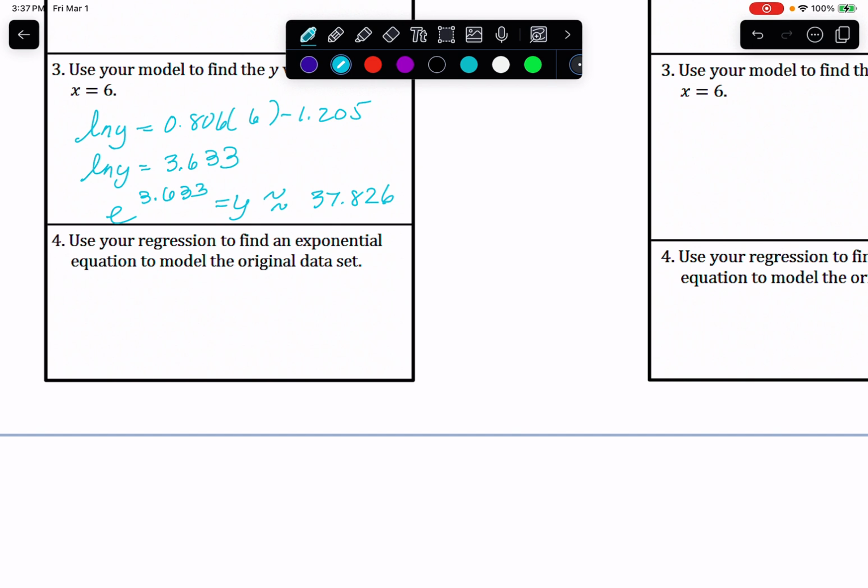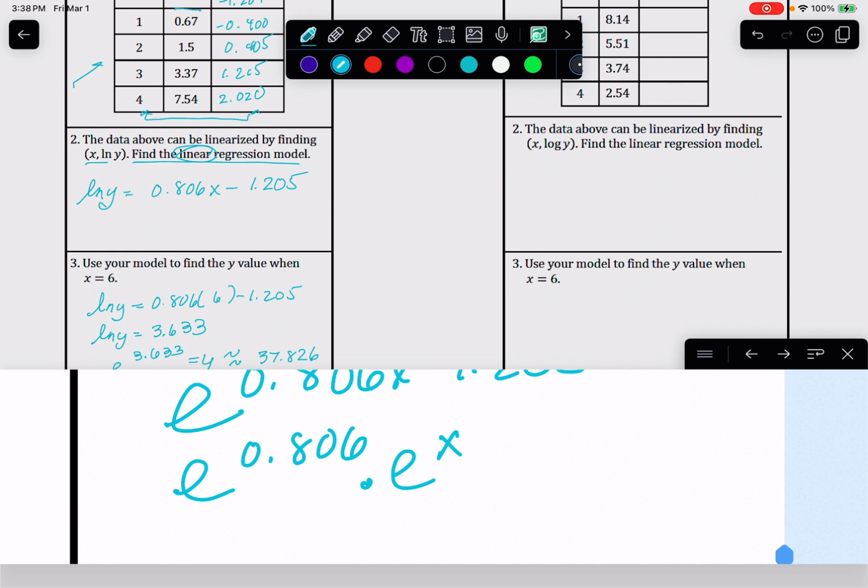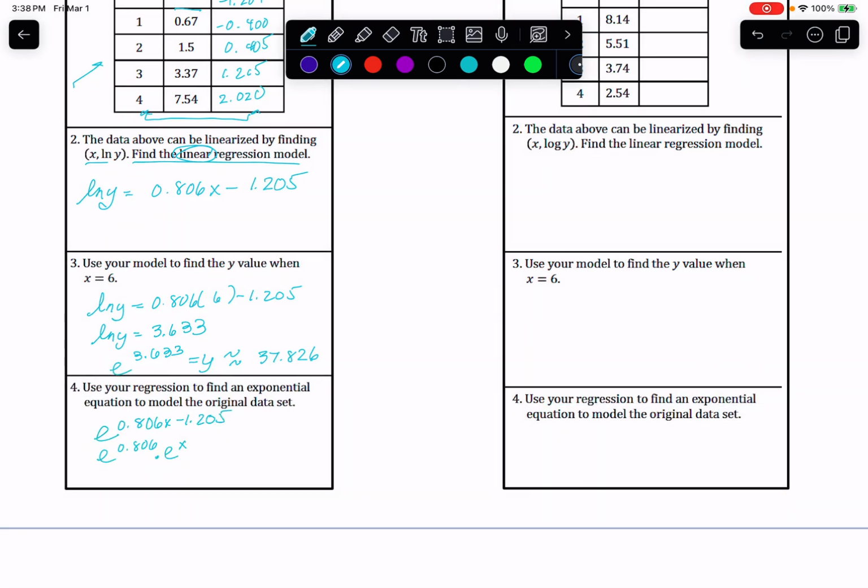Number 4 says use your regression to find an exponential equation to model the original data set. Okay, so I have just taken e to the 0.806x minus 1.205, and then that can be e to the 0.806 times e to the x. No, I did that wrong. Hang on. Go back down there. It's to the x, that's e to the 0.806x. That's not adding, that's bad to do. So this is to the x, and then it's minus, so times e to the negative 1.205.